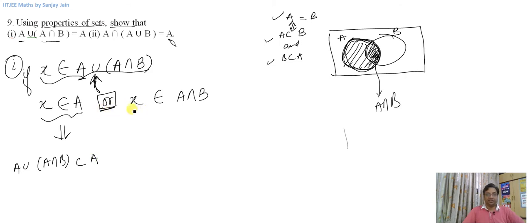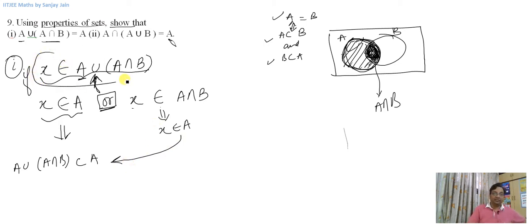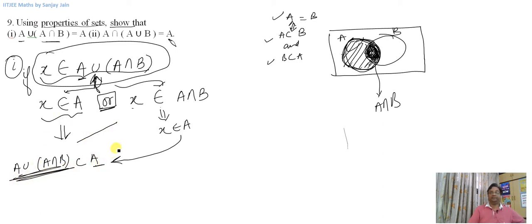And in the second scenario, where X belongs to A intersection B, when X belongs to this common area A intersection B, it definitely belongs to this set A. So this implies that X belongs to A, which again tells me this statement. So I started with this and reached two scenarios. Both scenarios led me to one conclusion, that this is a subset of A. Now I need to show the other way around.